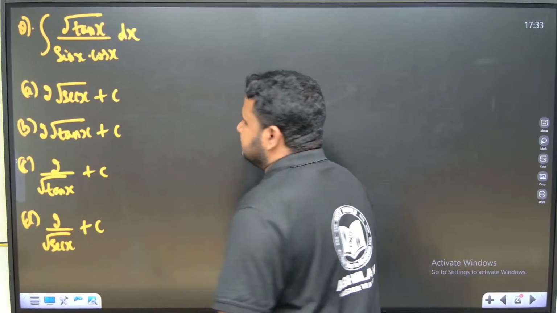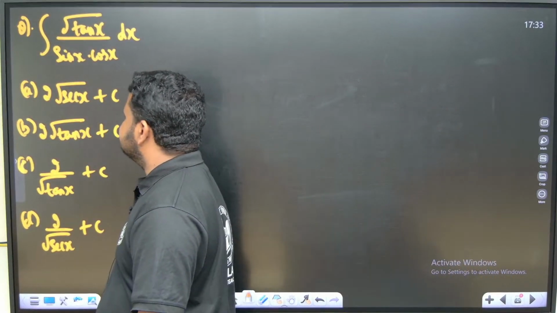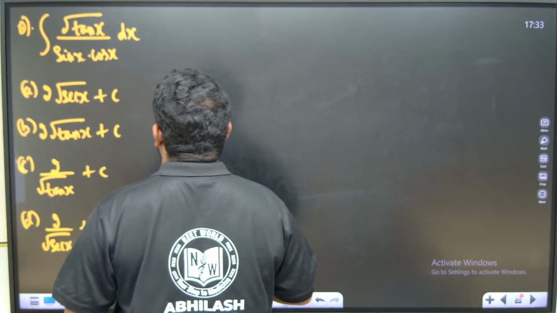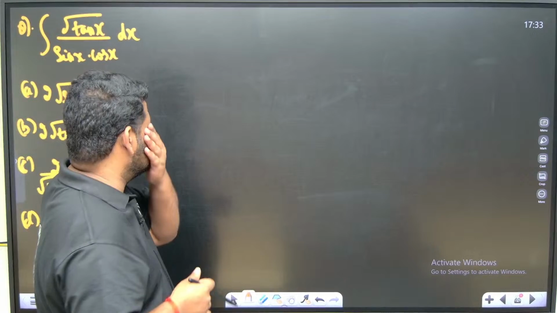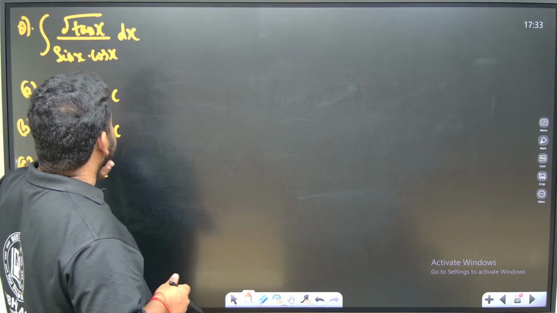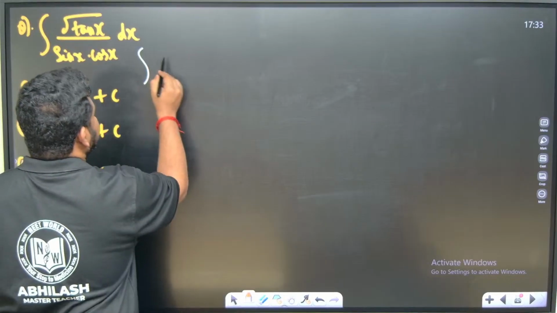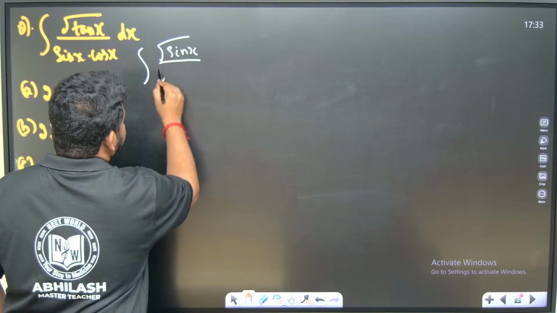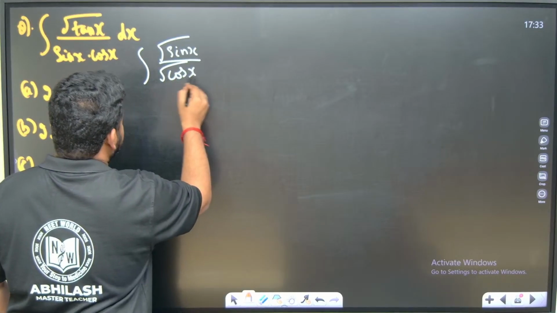Now look at this. They have given square root of tan x, divided by sin x cos x, dx. So how to integrate this? Let us try first. If I write tan x as sin x by cos x, let me check first: square root of sin x by square root of cos x, that is tan x I am writing in terms of sin and cos.